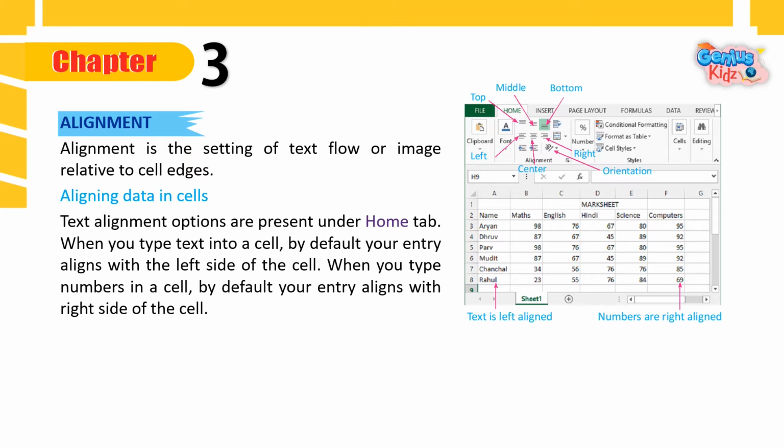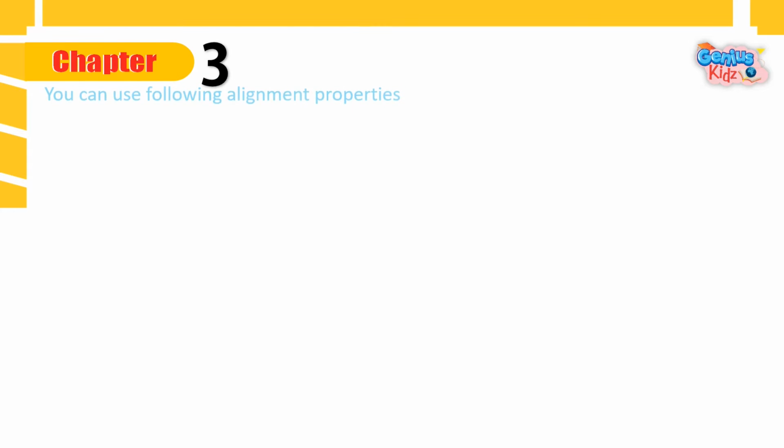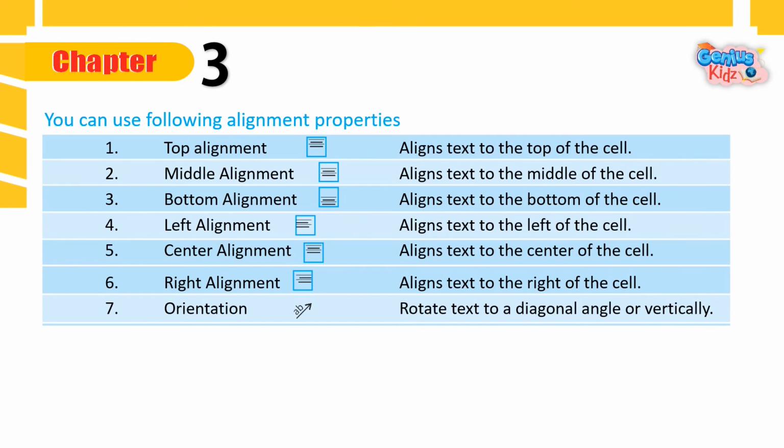When you type text into a cell, by default your entry aligns with the left side of the cell. When you type numbers in a cell, by default your entry aligns with the right side of the cell. You can use the following alignment properties. 1. Top alignment. Aligns text to the top of the cell. 2. Middle alignment. Aligns text to the middle of the cell. 3. Bottom alignment. Aligns text to the bottom of the cell.